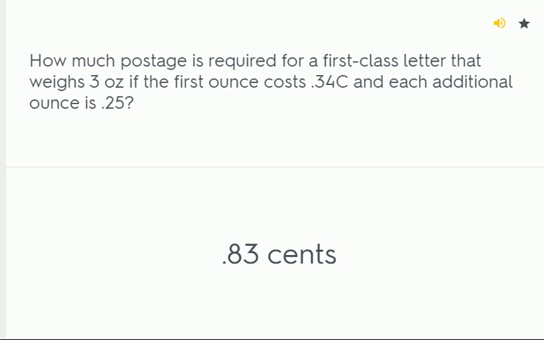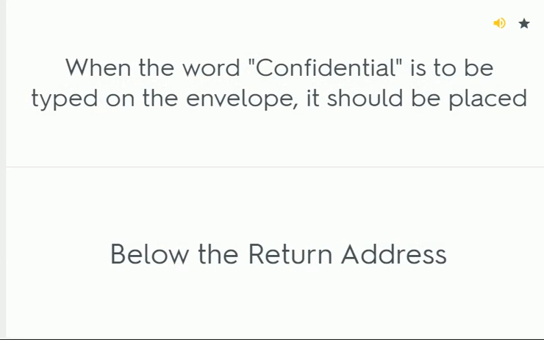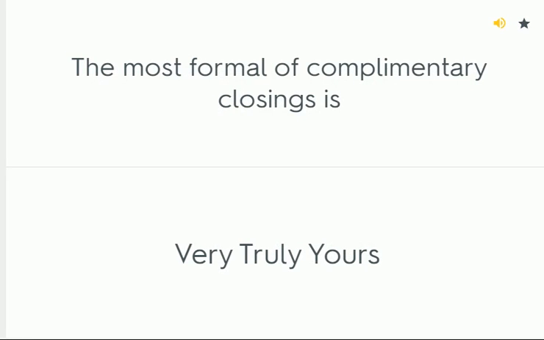How much postage is required for a first-class letter that weighs 3 ounces if the first ounce costs 0.34 and each additional ounce is 0.83 cents? When the word confidential is to be typed on the envelope, it should be placed below the return address. The most formal of complimentary closings is "Very truly yours."